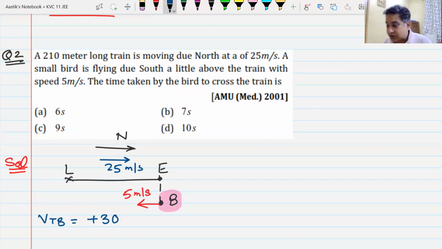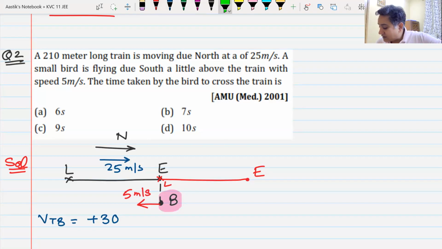Now this is the initial position of the train. When will the train cross the bird? Remember, the bird is only a point. When the train becomes like this, this becomes the engine and this becomes the tail light of the train. Now look at how much distance the train has moved. You can look at the distance between the engine and the engine, or the last bogie and the last bogie. Obviously, the train has moved a distance, or displacement, of 210 meters. Yes or no?